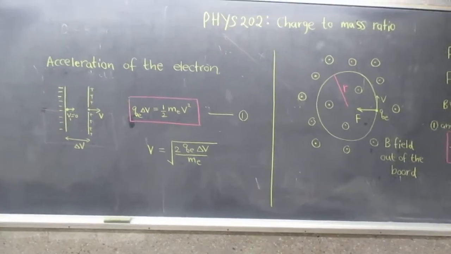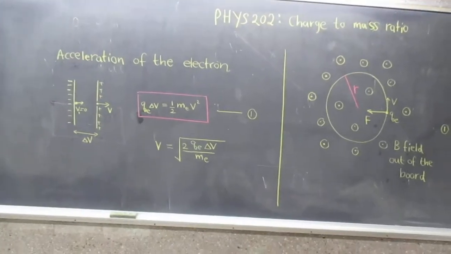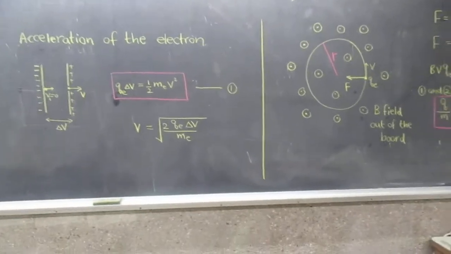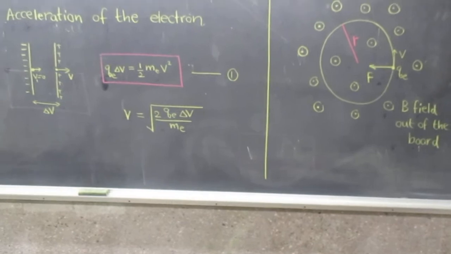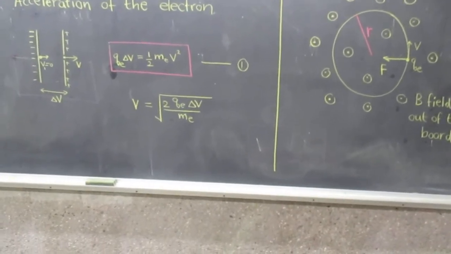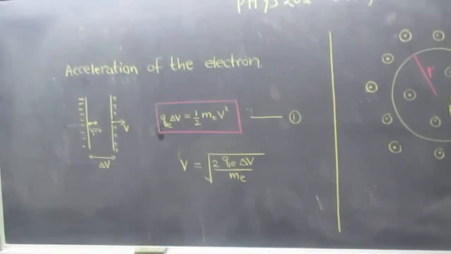Okay, this is CSU Pueblo Physics 202 Lab, Charge to Mass Ratio Experiment. So what we have here is electrons that are accelerated in a uniform magnetic field.